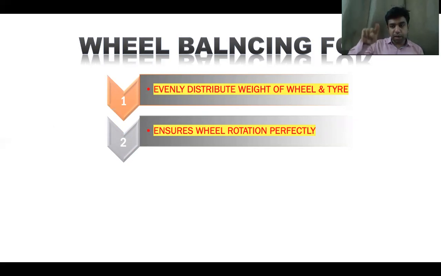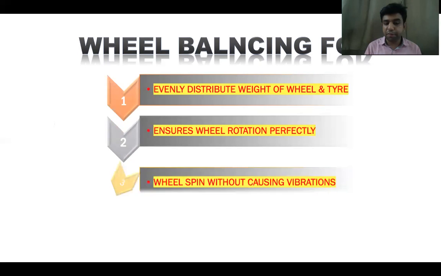Obviously, if some mass is rotating in a circular pattern and some extra weight is at one point, then due to the centrifugal force and the effect of that mass, the wheel will try to have an oblong movement instead of proper rotation. So on having a properly balanced weight, we ensure the wheel rotation in a perfect way.